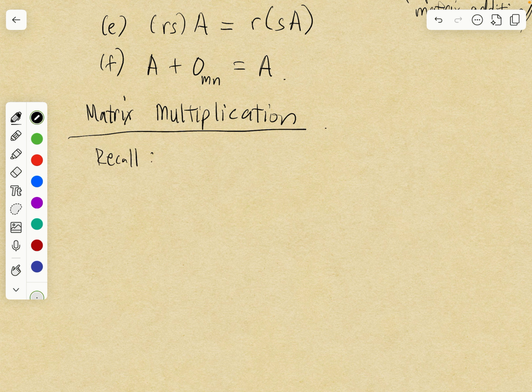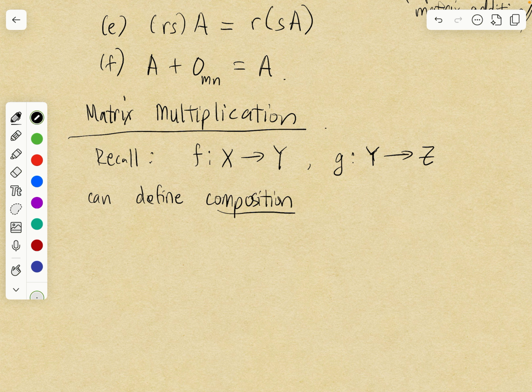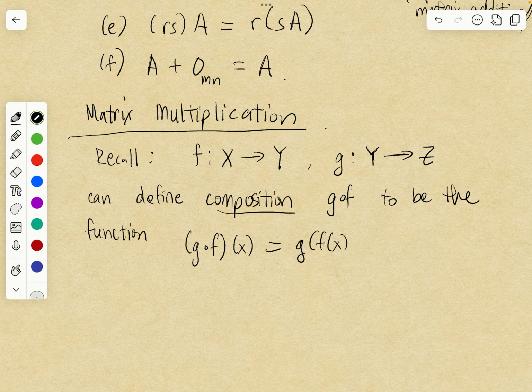So recall that when you have two functions, let's say you have a function f from a set X to a set Y, and another function g from the set Y to the set Z. If you have these two functions, then you can define the composition g of f to be the function. To say what the function is, I have to tell you what it does to an input. What it does to an input x is it maps it to g of f of x.